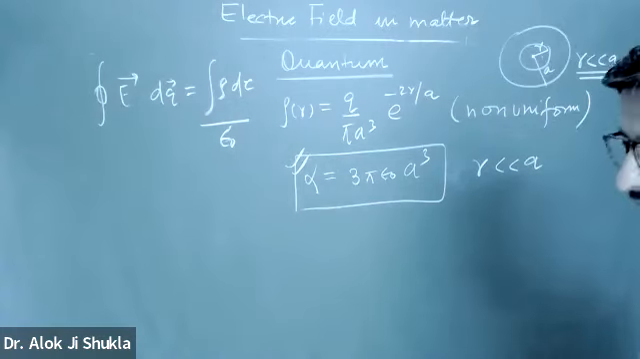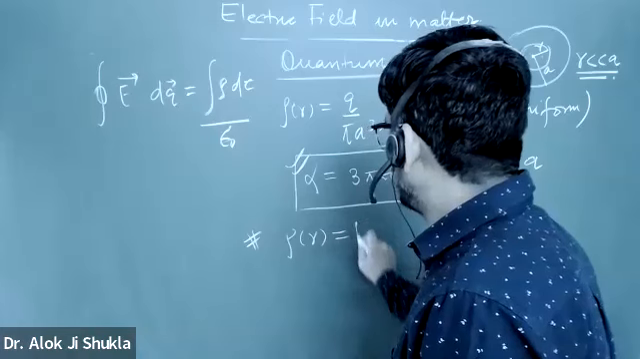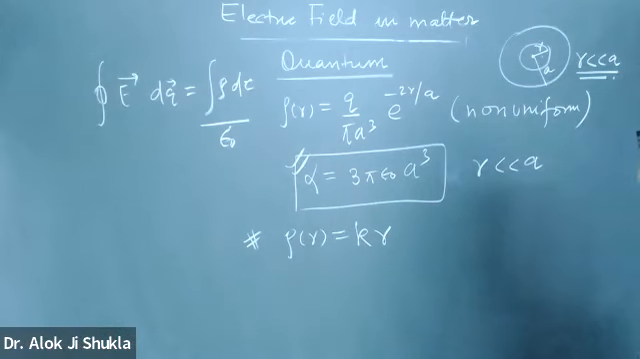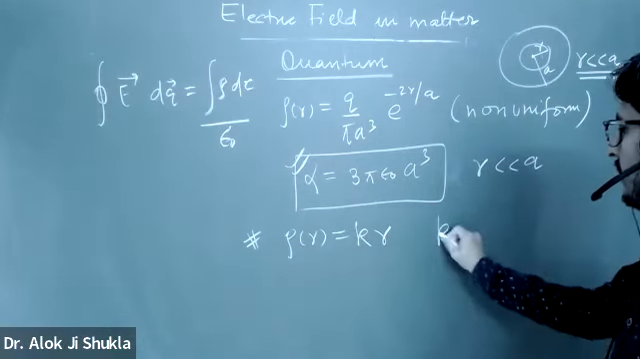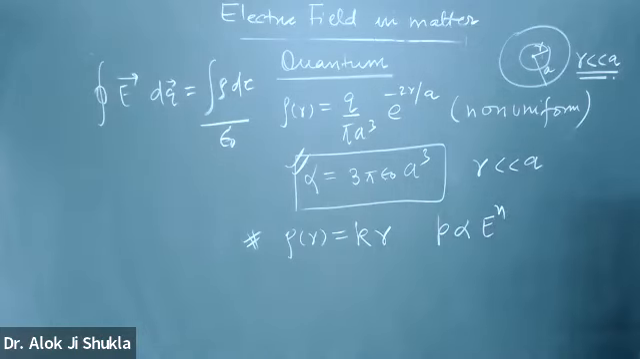And sometimes they give you that the charge density varies like this. And tell me on what value of this electric field will depend. Are you understanding the question? This is the charge density, and tell me the dipole moment will depend on what power of electric field. So how you will go about it?